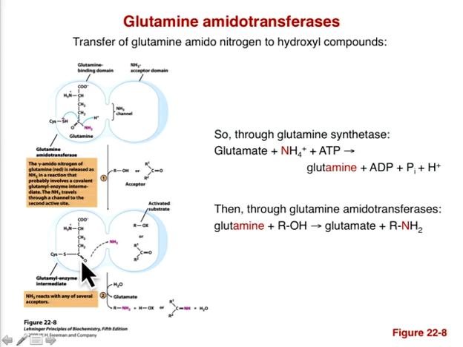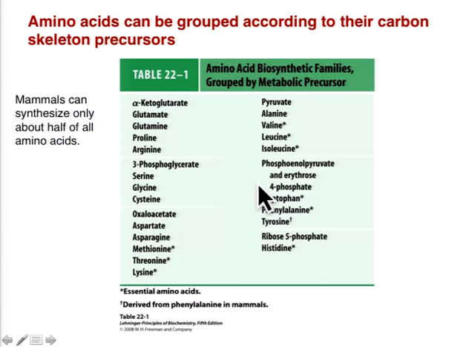So we loaded the ammonia onto glutamine, and then it's transferred to some other molecule, regenerating the glutamate. Okay, so these are in the general class of enzymes that allow us to utilize that glutamine that we've synthesized. Okay? So here's all the amino acids.